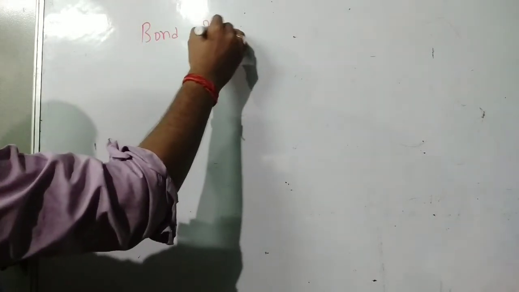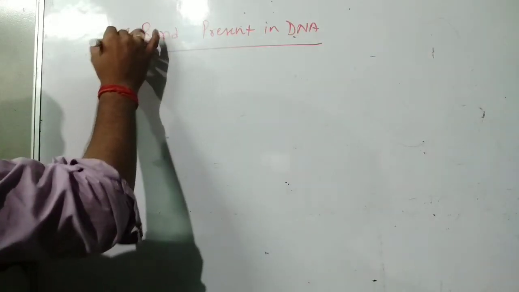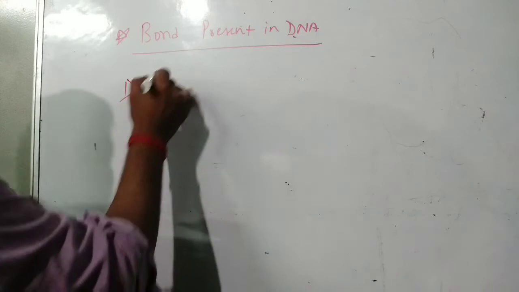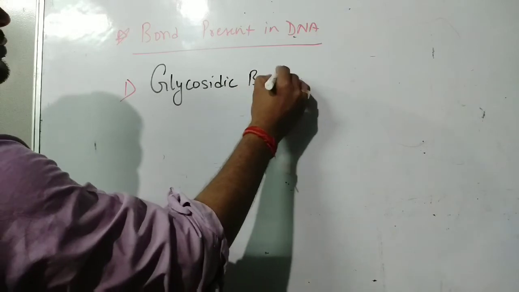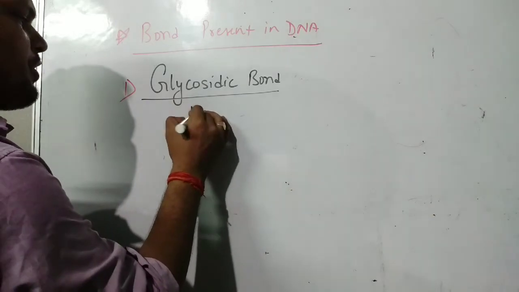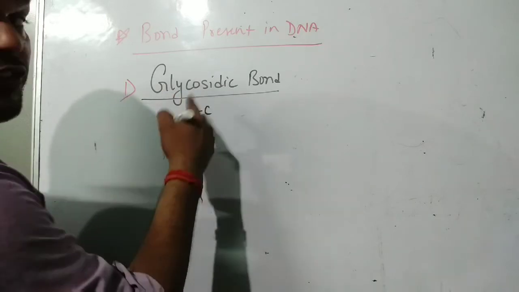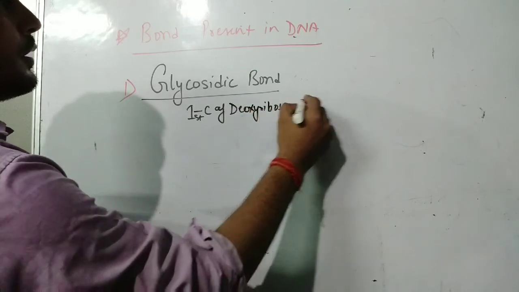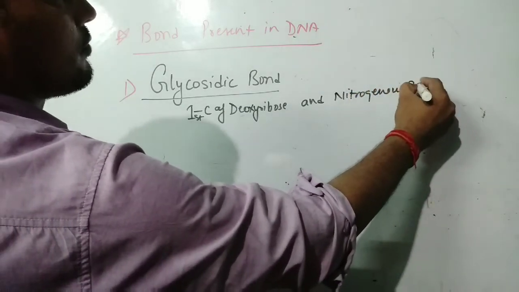Bond present in DNA. Very much important for you. It is a star mark for you. The first bond is glycosidic bond. Glycosidic bond, where is it present? This is present between first carbon of deoxyribose and nitrogenous base.